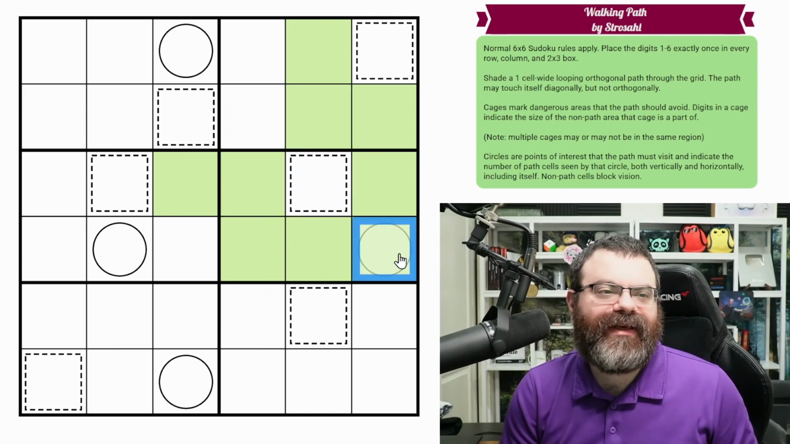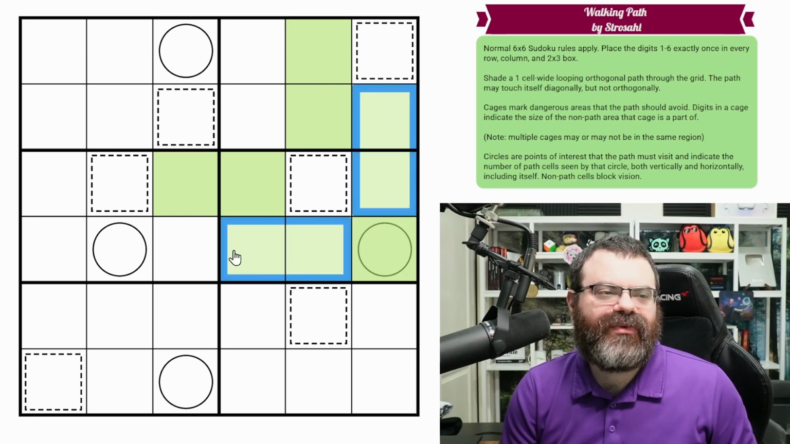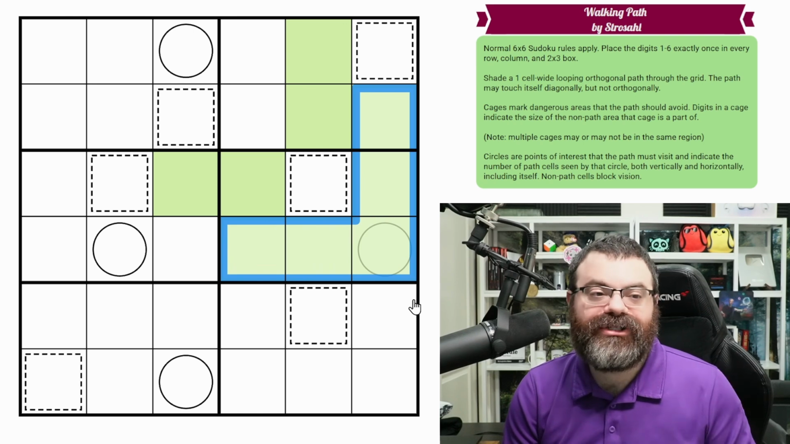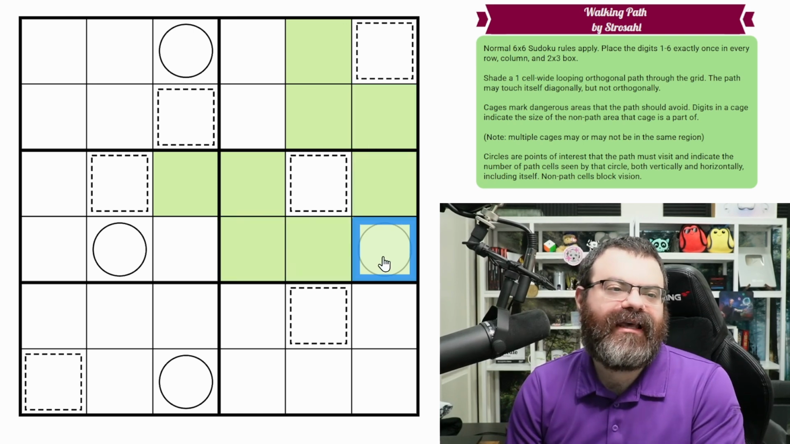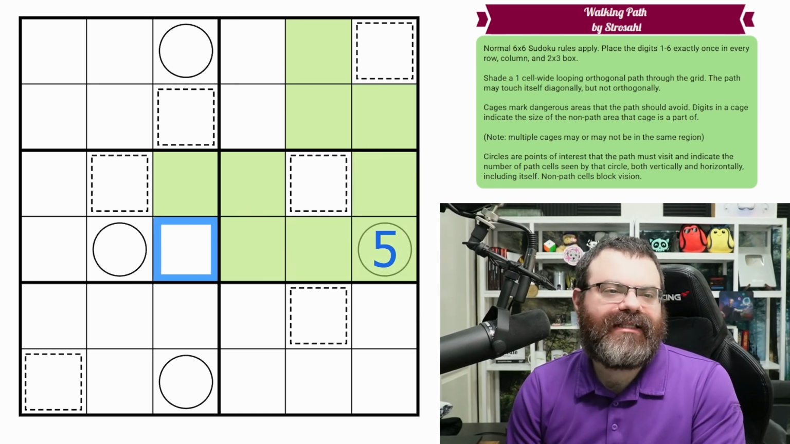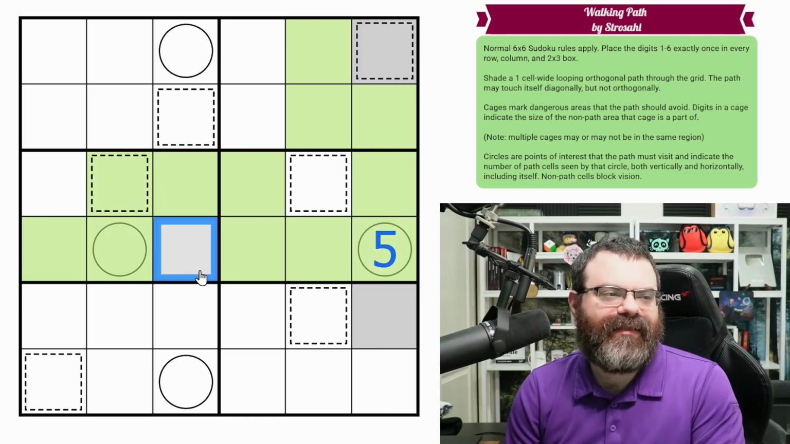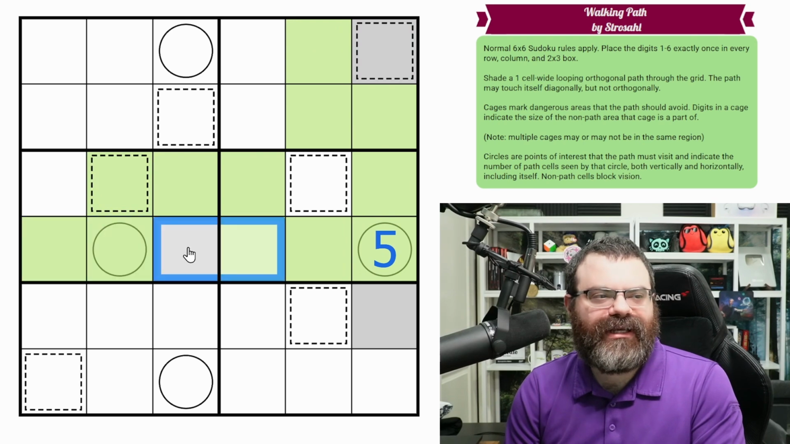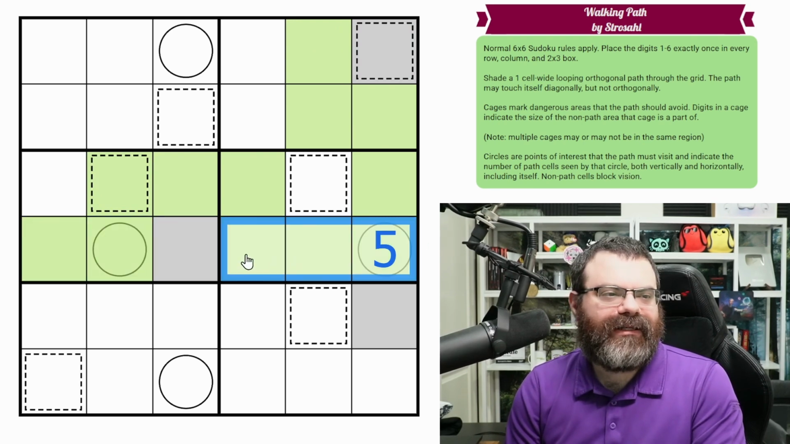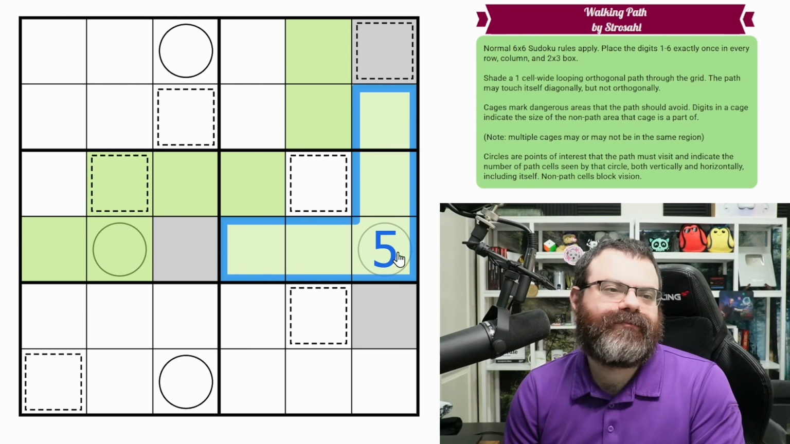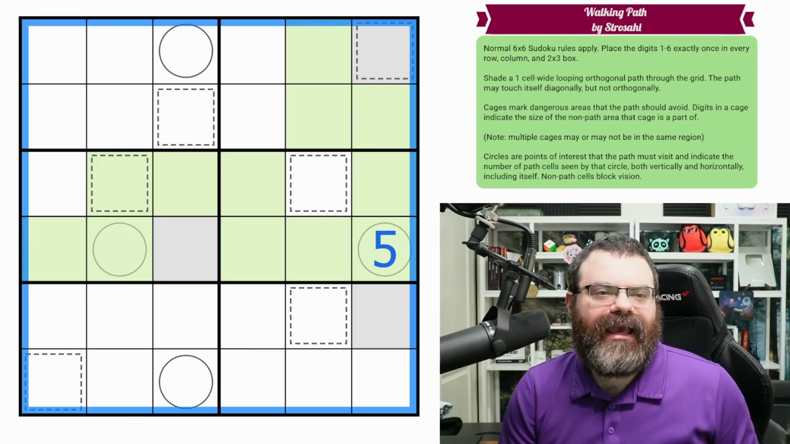So what would this value be? Well, it sees 2 in its column, 2 in its row, and it does count itself as an additional 1. So 2 plus 2 plus 1, that's 5. So this would be a 5. And this is non-path, this is non-path, this is non-path. So you can see it's blocked by the non-path cell. So even if the path came back around like this, we don't count these two because the non-path cell is blocking the vision in that direction. So that's 3, and that's an additional 2. All right. And I believe that's it.